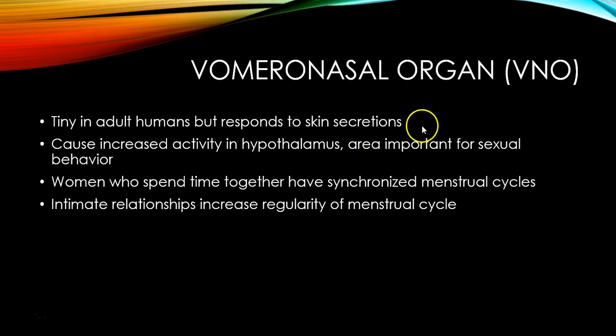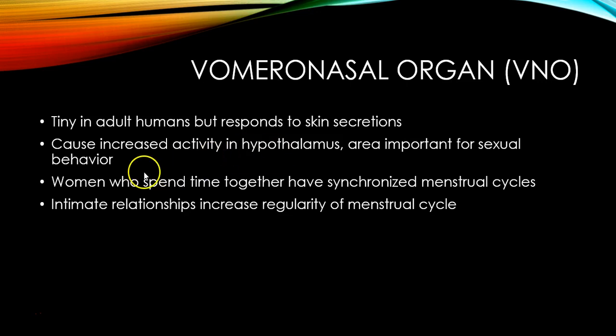This vomeronasal organ is much smaller in humans than it is in other animals whose sexual behavior is much more controlled by pheromones. But in humans, we also respond to skin secretions, these pheromones, and these pheromones cause increased activity in the hypothalamus. Hypothalamus is an area of the brain that's important for sexual behavior.